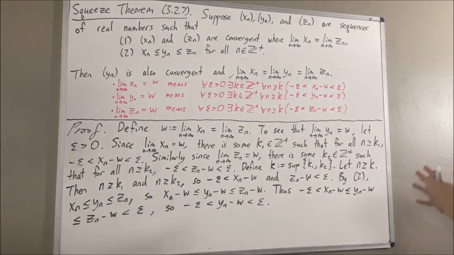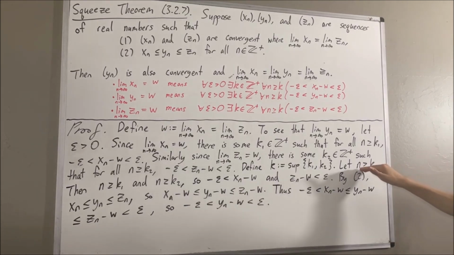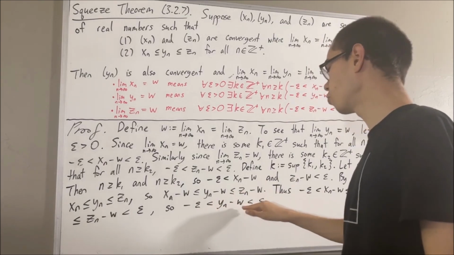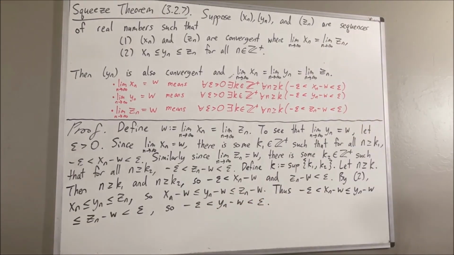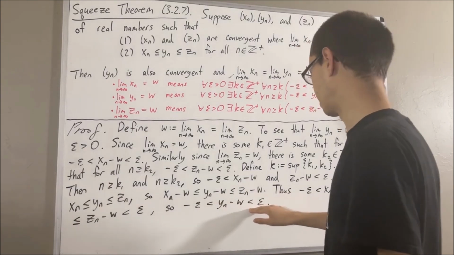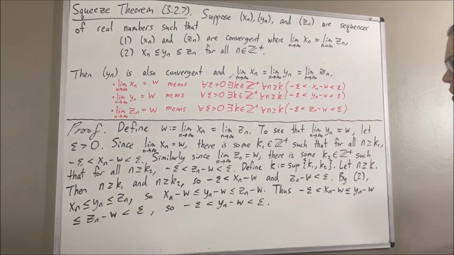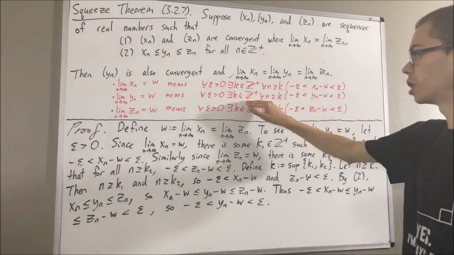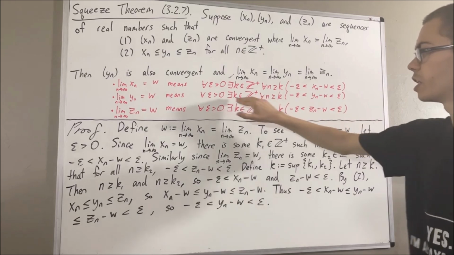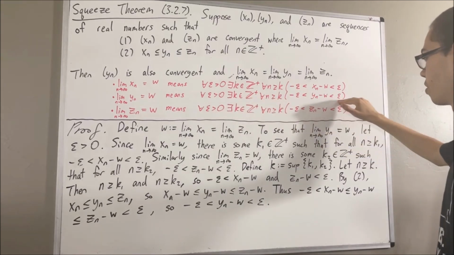And so putting this together, we see that under the assumption n is greater than or equal to k, it follows that the negative epsilon is less than yn minus w, which is less than epsilon. Since n was arbitrary, this means we have shown for all positive integers n greater than or equal to k, the negative epsilon is less than yn minus w, which is less than epsilon. So we have found a positive integer, which makes this statement turn out true. So this statement is true.